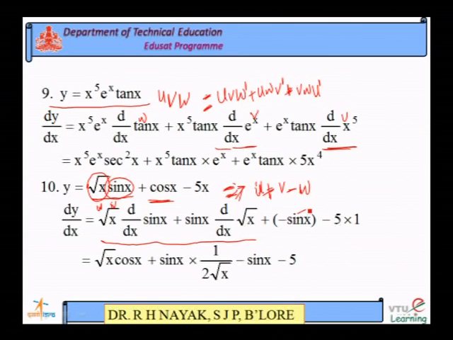differentiation of x is 1. Then root x, differentiation of sin x is cos x, plus sin x into differentiation of root x is 1 by 2 root x, plus minus sin x minus 5.